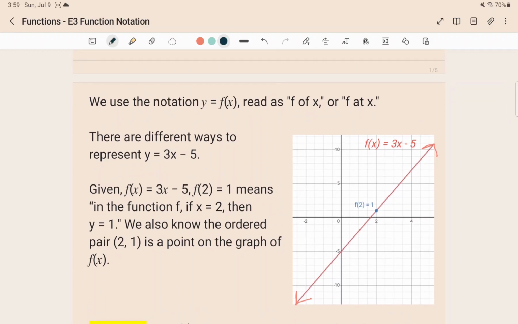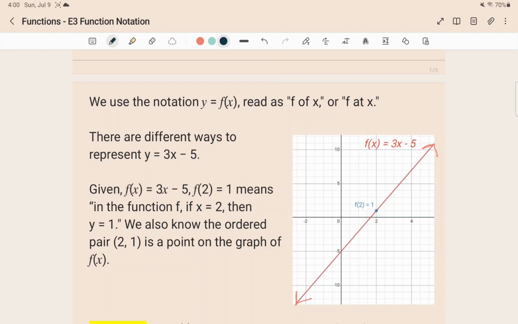Function notation provides an abbreviated method for describing what result comes from plugging in an input. Recall that when a function f is defined with a rule or an equation using x for the independent variable and y for the dependent variable, we say y is a function of x to emphasize that y depends on x. We use the function notation y equals f(x) to express this, and we read it as either "f of x" or "f at x."